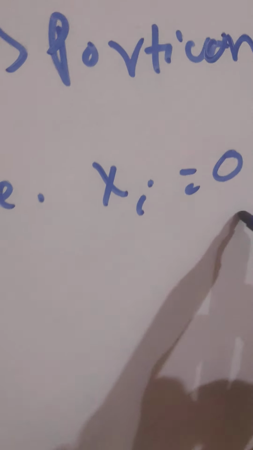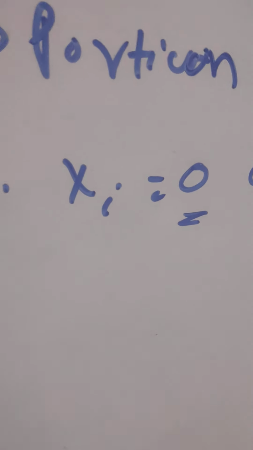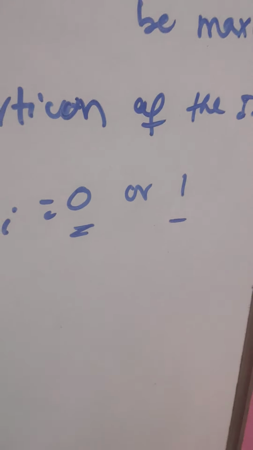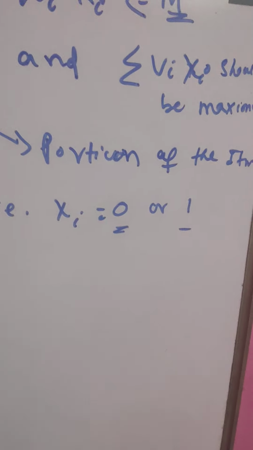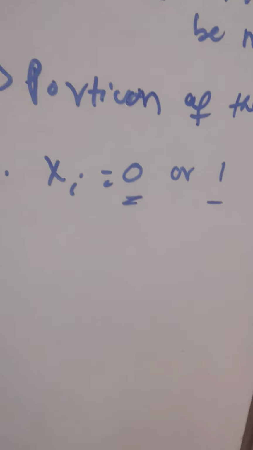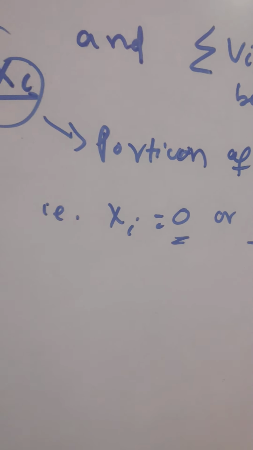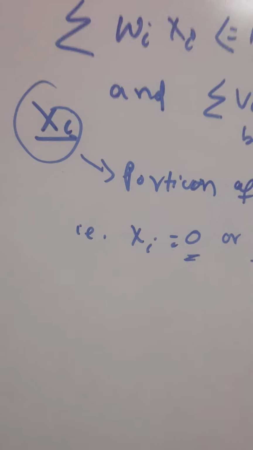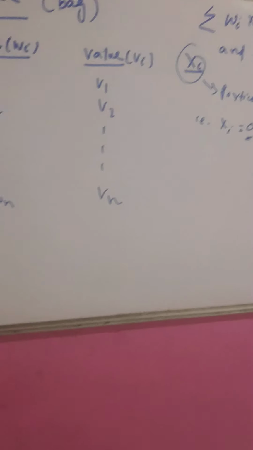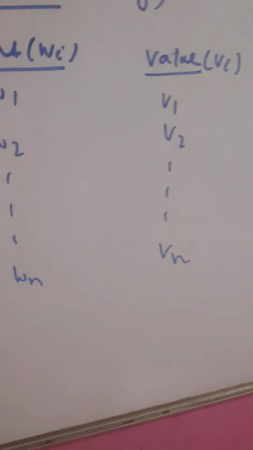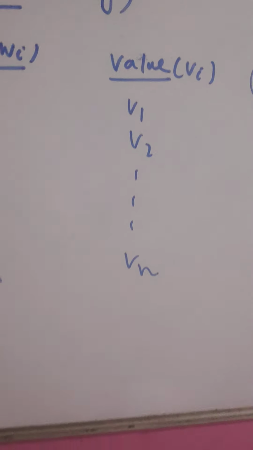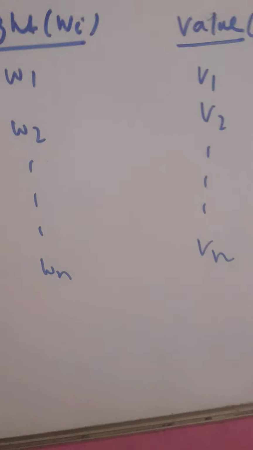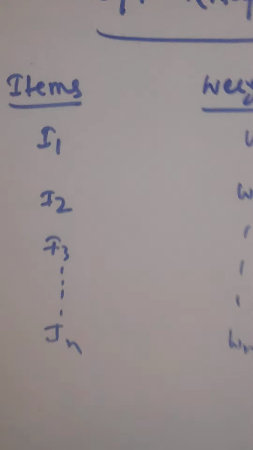If it is 0, it means I am not going to take that item. If it is 1, that means I am going to take the whole item. But remember, in 0-1 knapsack, xi cannot be a fraction. That means I cannot take a fraction of the item. So how to solve this problem? The 0-1 knapsack problem can be solved using dynamic programming. We have already solved this. But today, I am going to explain how to solve this 0-1 knapsack problem using the branch and bound technique.